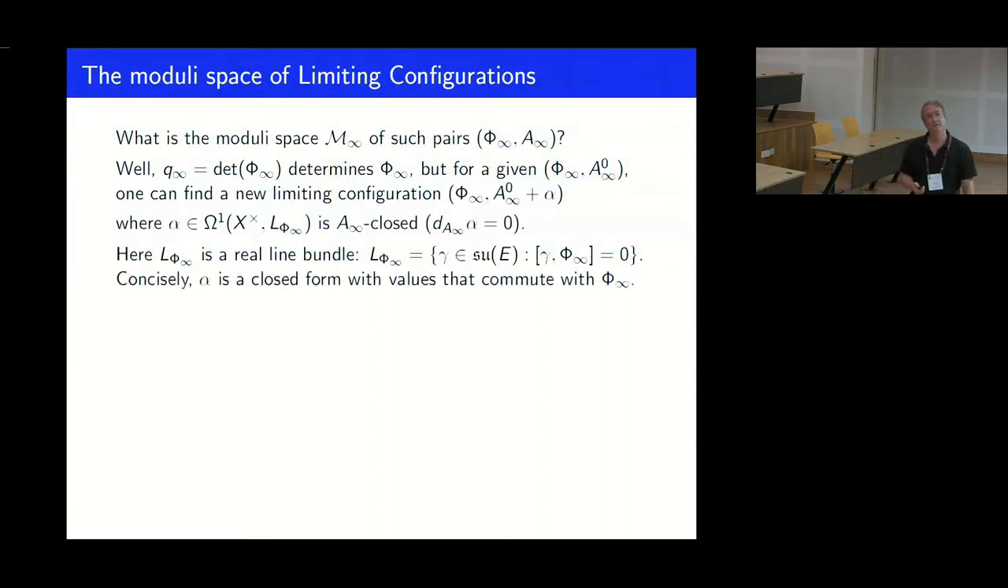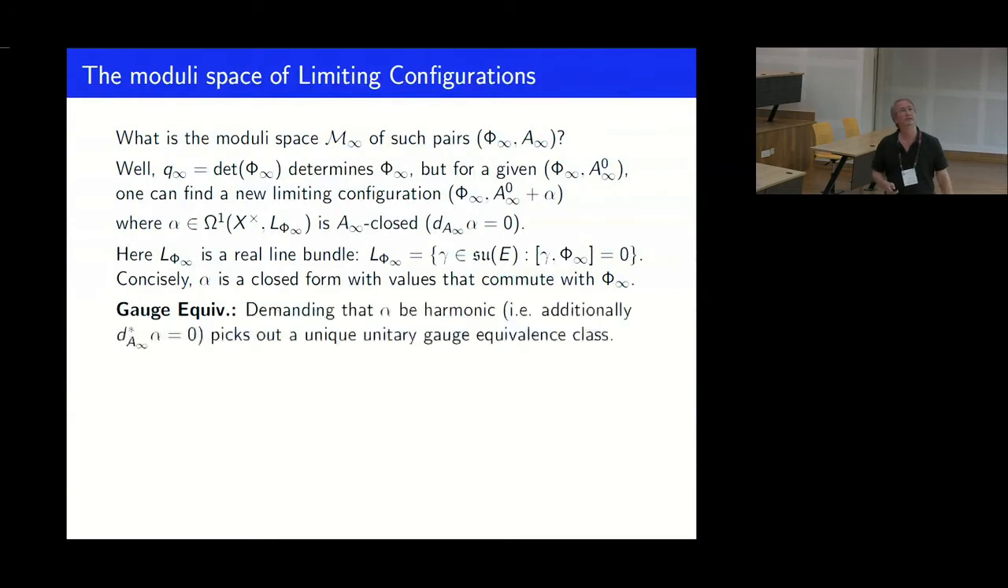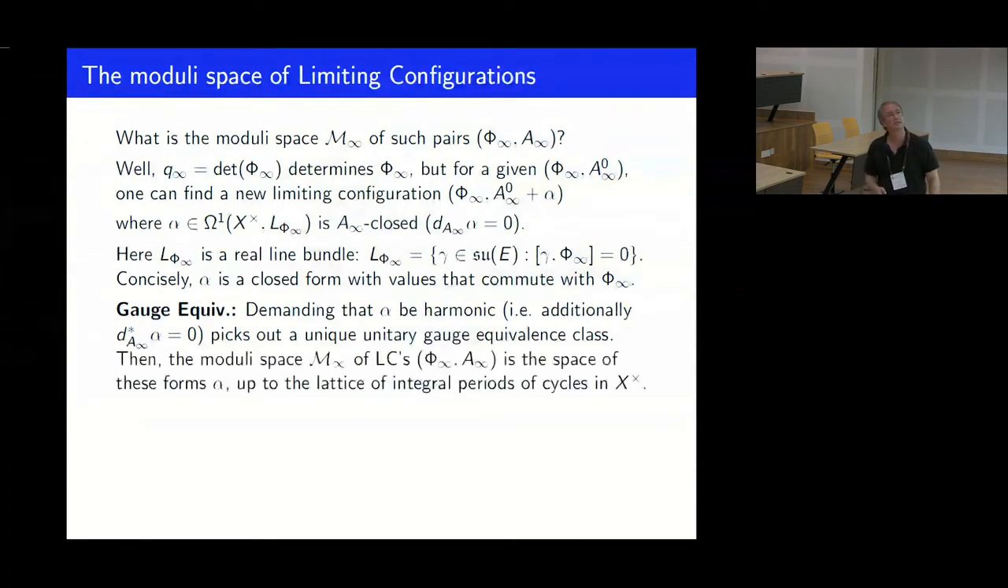So concisely, alpha is some closed form that commutes with phi infinity. We have to worry about gauge equivalence. We can demand that this form not only be closed, but be co-closed. That picks out a unique gauge equivalence class, he says, as he accelerates.